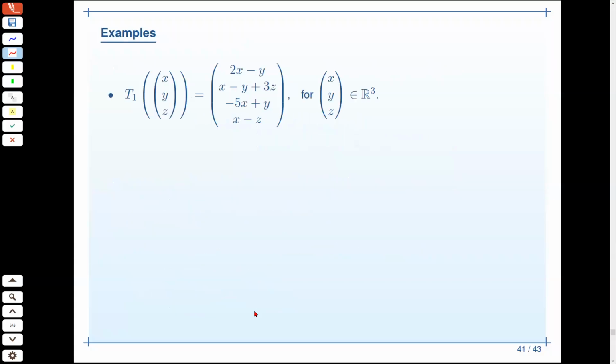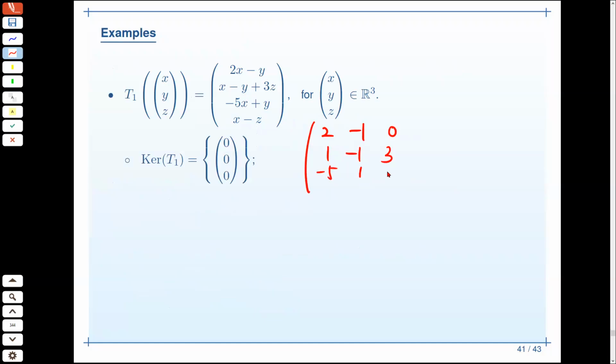So the remaining are just a few examples. Suppose T1 is this mapping. Now we are ready to consider the kernel of T1. This is the mapping. We just want to see what the kernel of the matrix 2, -1, 0, 1, -1, 3, -5, 1, 0, 1, 0, -1 is. Now we see the null space of this matrix is 0, 0, 0. So the kernel of T1 is the zero space. Consequently, the nullity of T1 equals 0.